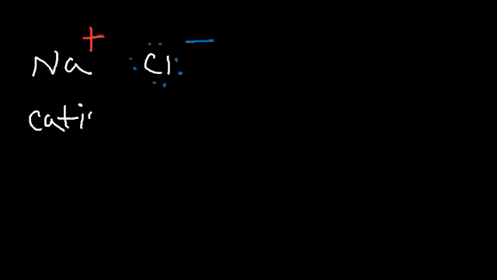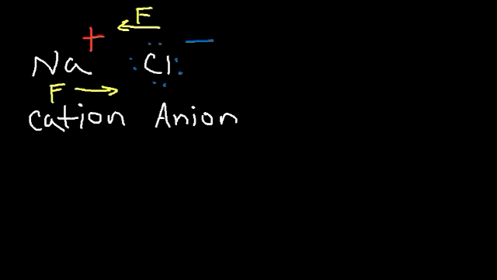So here's an example of an ionic bond. The interaction between the sodium ion and the chloride ion is an ionic bond. Whenever you have a positively charged ion, it's called a cation, and a negatively charged ion is called an anion. Opposites attract. So sodium feels a force that pulls it towards the chloride ion, and the chloride feels a force that pulls it towards the sodium ion. And so that's an electrostatic force that pulls them together, and that creates the ionic bond.